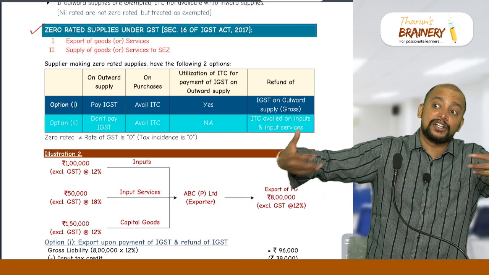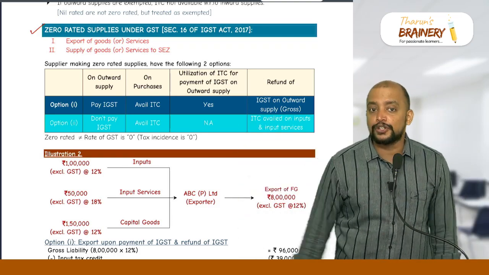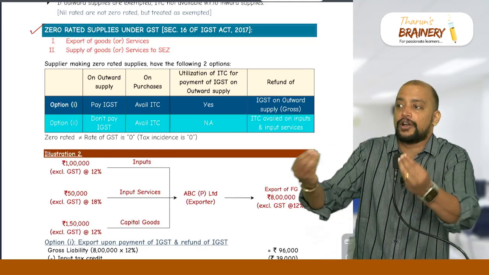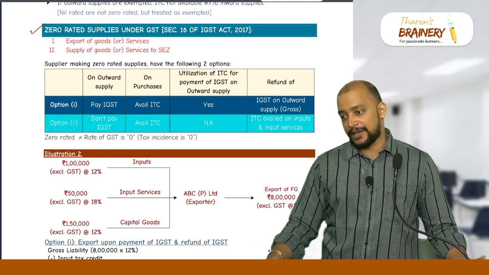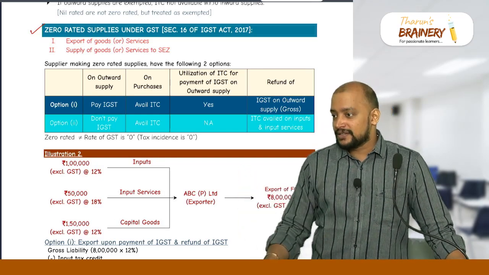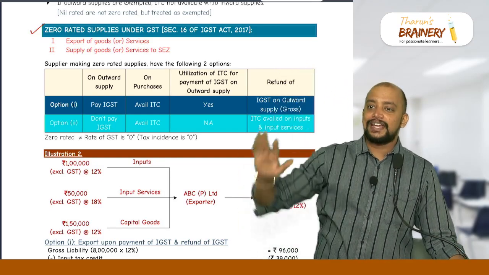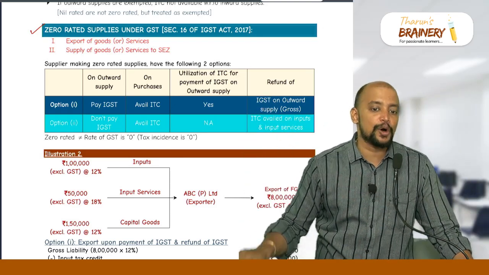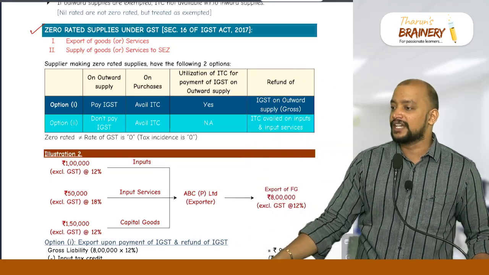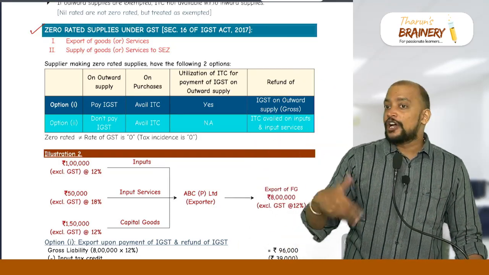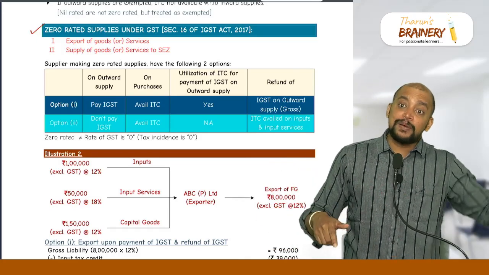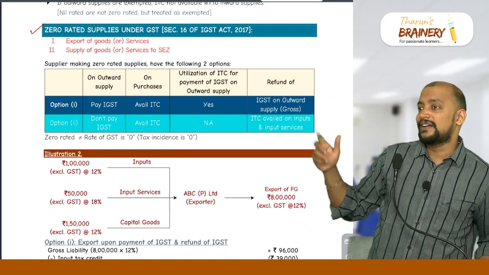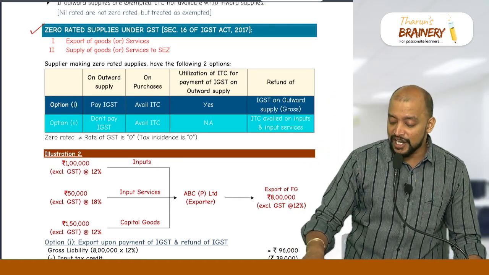Means export without payment of IGST, or supply to SEZ without payment of IGST but under a bond or letter of undertaking. I need to execute a bond or I need to execute a letter of undertaking. That is just like a promise from me that I will pay if in case I defaulted. Just a promise is letter of undertaking. Bond is like executing a bond with the government. Now, I will not pay any GST, but on purchases I will have some ITC. That I will get as refund. Fully? No, only on inputs and input services.